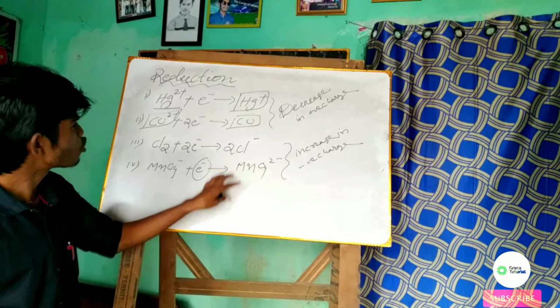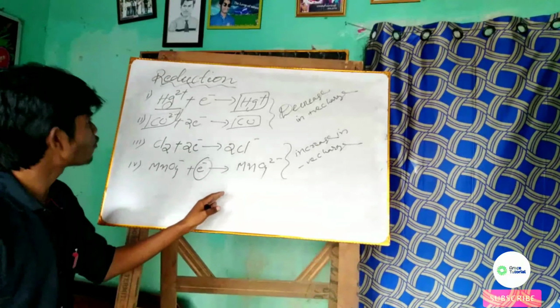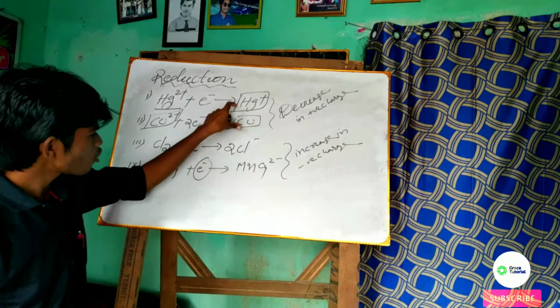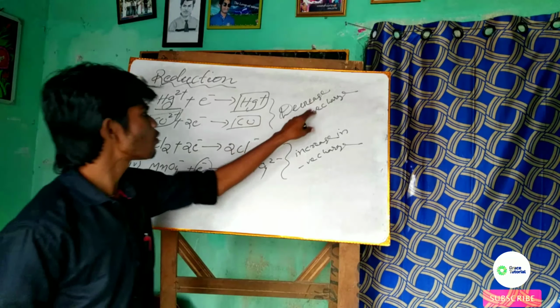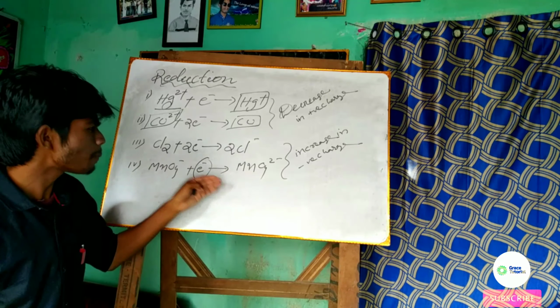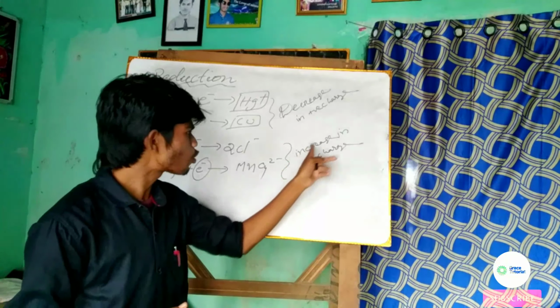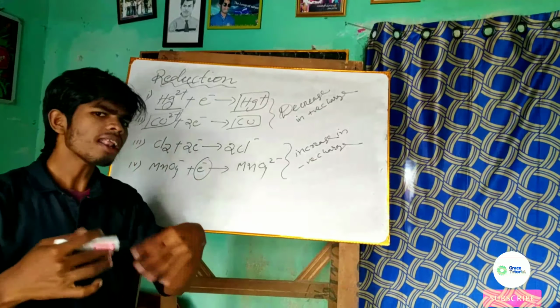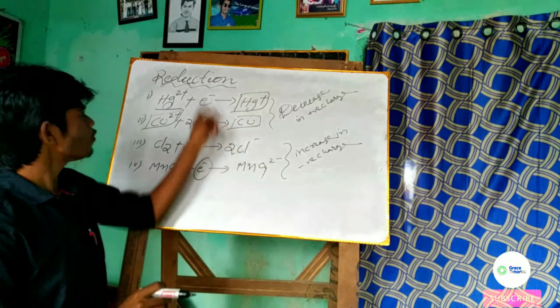So this is all about the 4 different examples of reduction. The first 2 examples show a decrease in the positive charge, and the last 2 examples show an increase in the negative charge. So this is all about the electronic concept of reduction.